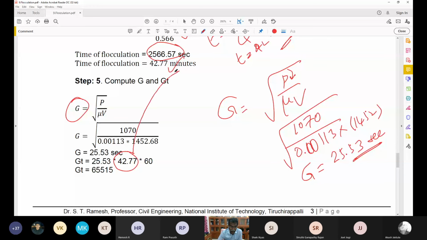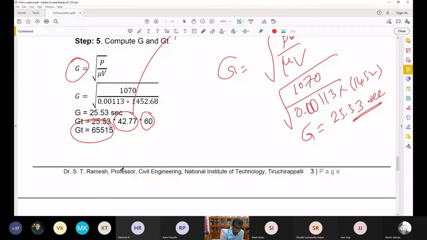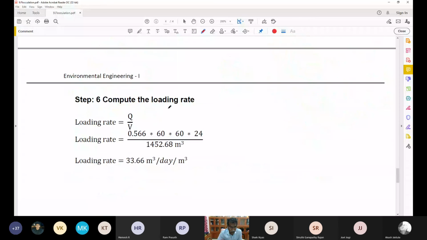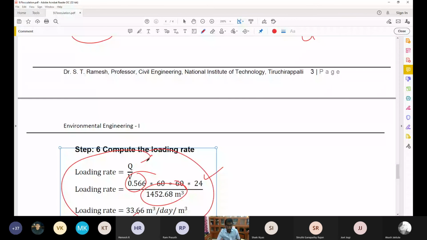Yes, sir. And the last one is about the loading rate. That is similar to the previous problem, that is Q by V. Q is mentioned as 0.566 meter cube per second. Convert it to meter cube per day, divided by the volume of the reactor or baffle basin, which is 1452. If you calculate, the loading rate becomes 33.66 meter cube per day per meter cube of reactor volume. Is it okay? So these are not very challenging problems, but you should read the problem statement very carefully and use the appropriate equations to calculate the relevant parameters. Is it okay?